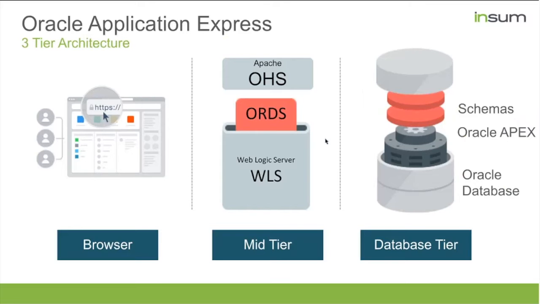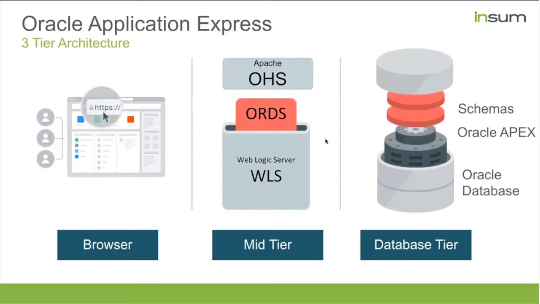On the middle tier part, you're going to have a WebLogic server or Apache or Glassfish that will be running there in order for ORDS, which is the listener. It's called Oracle REST Data Services. And what that ORDS does, it listens to all the HTTP requests from the browser, sends it over to the APEX engine, a process is executed, and then the result is rendered back to the browser.